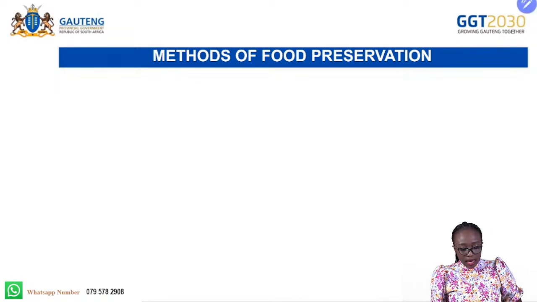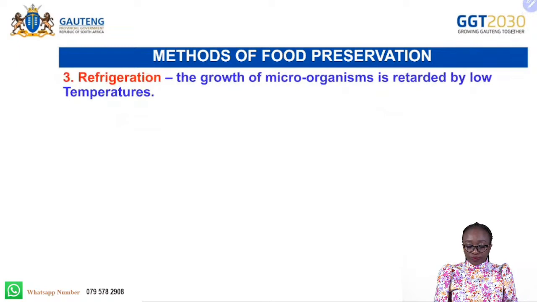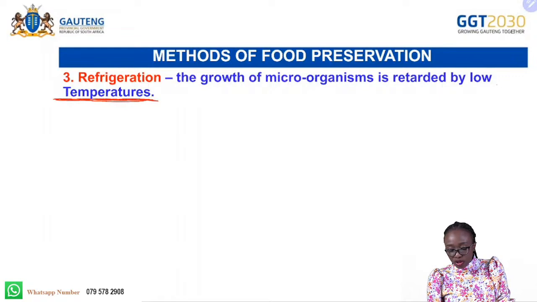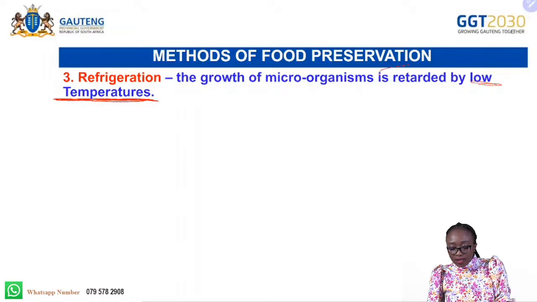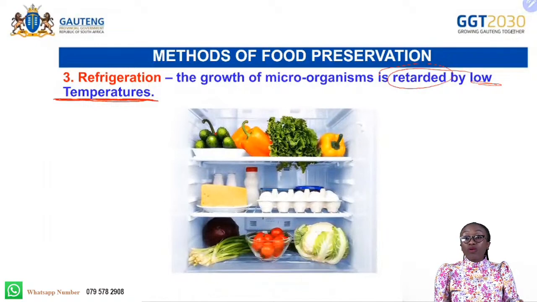Okay. And the next method of preservation is refrigeration. So a refrigerator is a device that uses low temperatures to keep food from decaying. Microorganisms' growth is slowed down or retarded by low temperature. So keeping your food in the refrigerator will help your food from decaying.